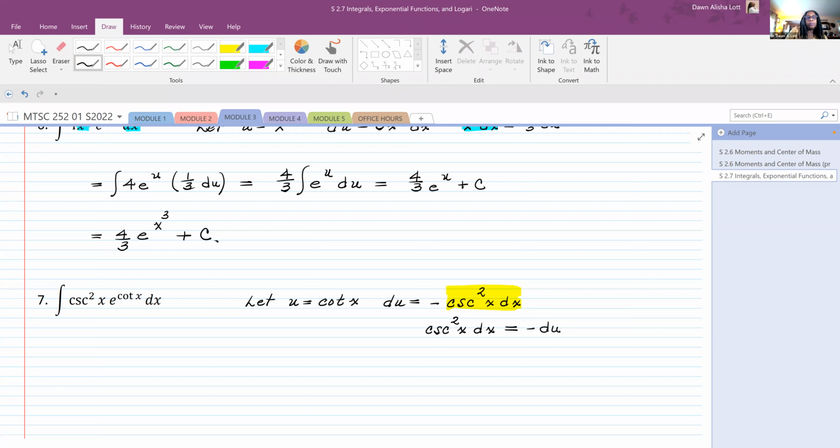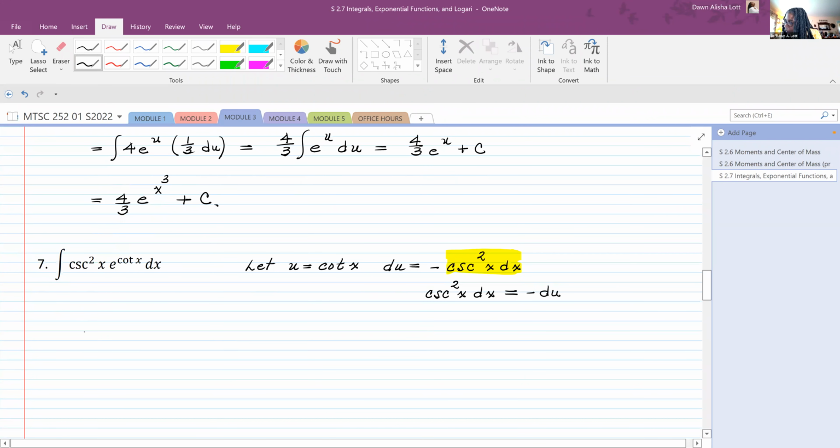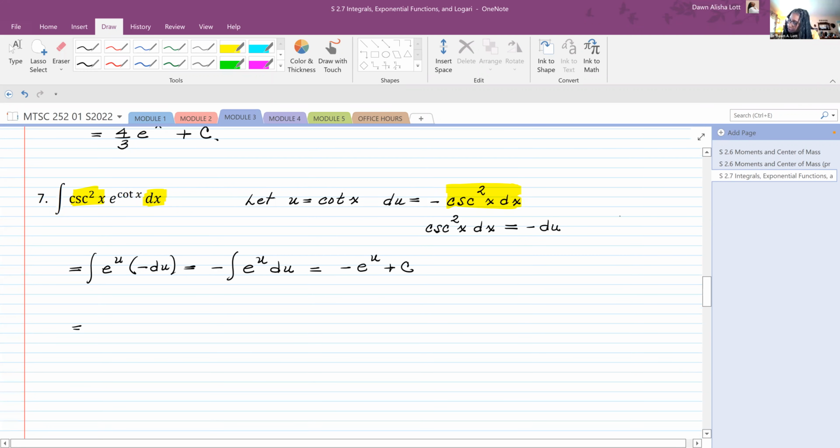Okay. So now this is the integral. This e to the cotangent becomes e to the u. And cosecant squared x dx just becomes minus du. So I get minus the integral of e to the u du, but that is equal to minus e to the u plus a constant. So my answer is negative e to the cotangent of x plus a constant.